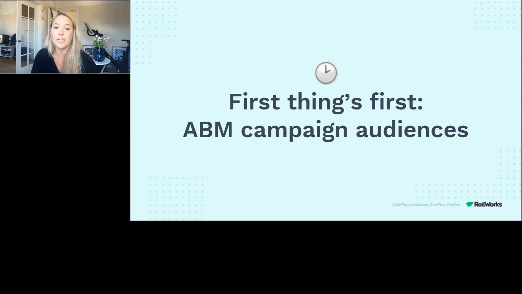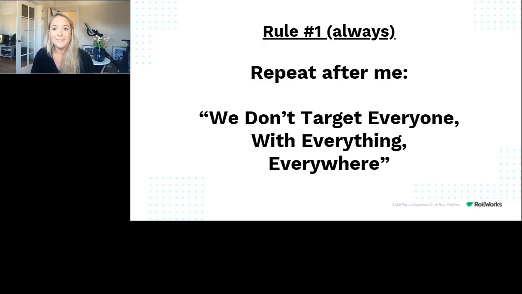So I very much say campaign audiences for a very clear reason. Rule number 1, what I want people to repeat after me, I promise this will not be a lesson the whole time: we do not target everyone with everything everywhere. If there's any kind of statement or tagline people need to wear when it comes to account-based, the point here is that we're not just doing generic marketing where we create a piece of content, we think it's fit for everyone, we just kind of wait and see. That's not what we're doing with ABM.